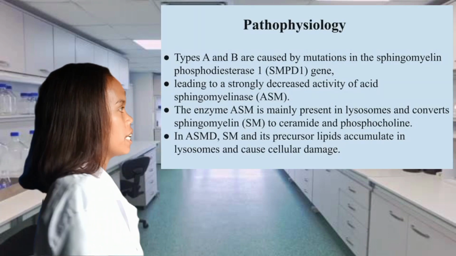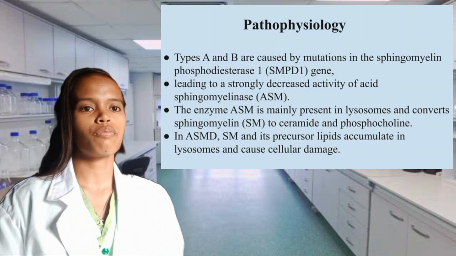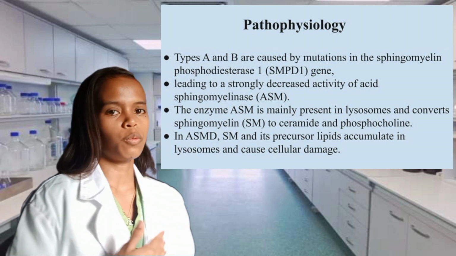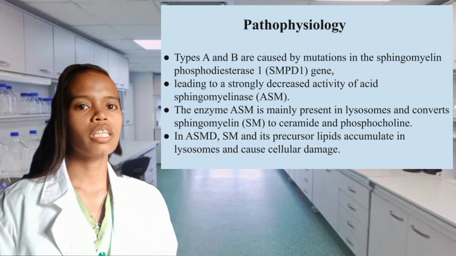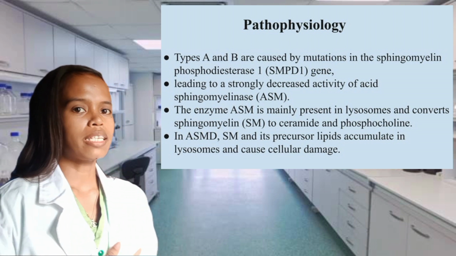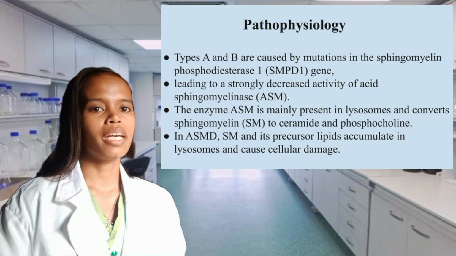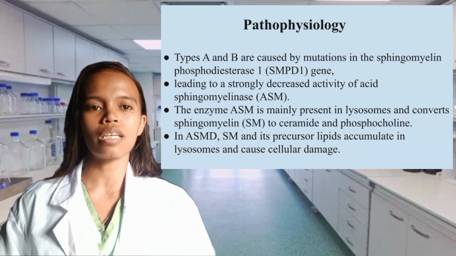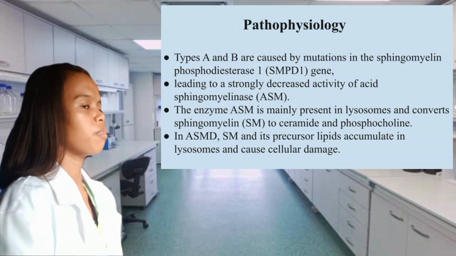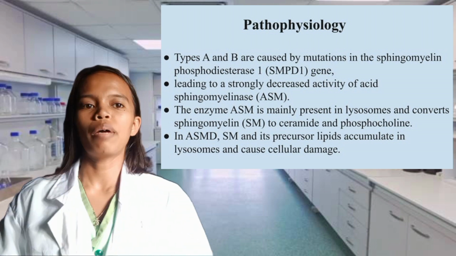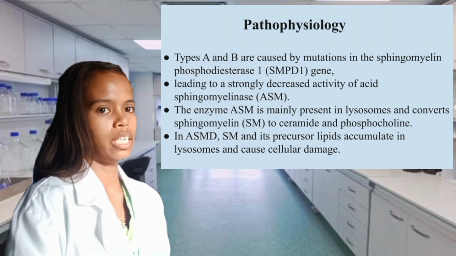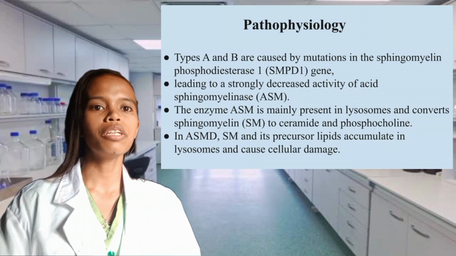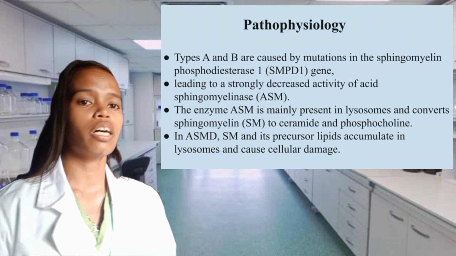Pathophysiology. Types A and B are caused by mutations in the sphingomyelin phosphodiesterase 1 or SMPD1 gene, leading to a strongly decreased activity of acid sphingomyelinase or ASM. The enzyme ASM is mainly present in lysosomes and converts sphingomyelin or SM to ceramide and phosphocholine. In ASMD, SM and its precursor lipids accumulate in lysosomes and cause cellular death.